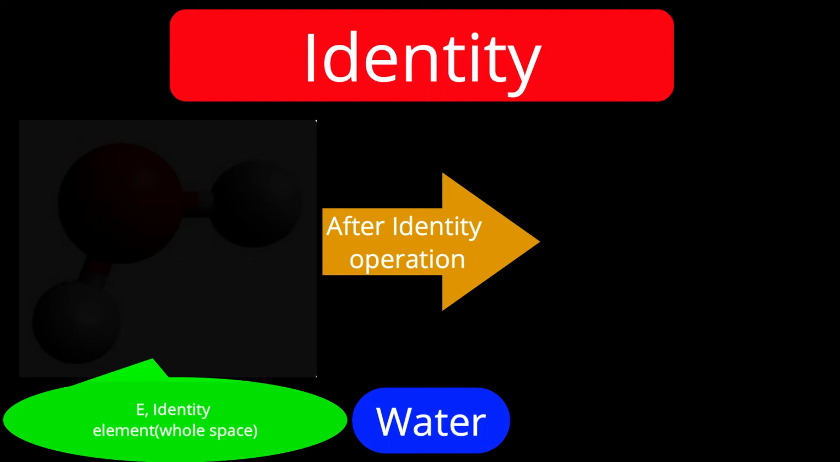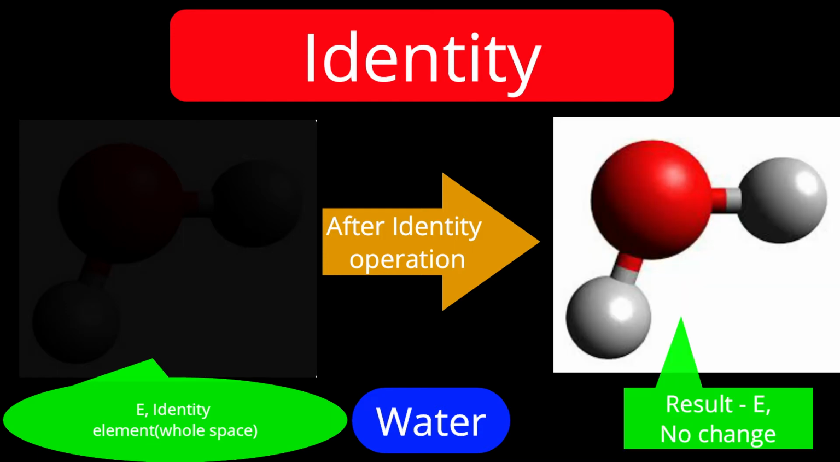It is the element, but along with element what comes? Operation comes. So after identity operation, what will be the result? This will be the result. What is the name of this result? E. That is called result of operation E. Actually, what is the result? There is no change, because no change is identity operation.